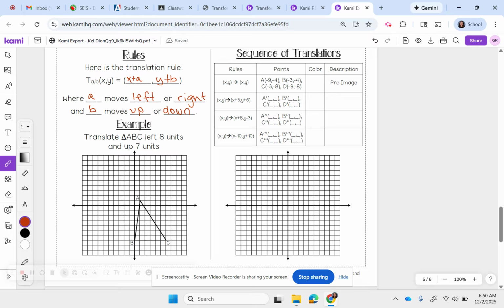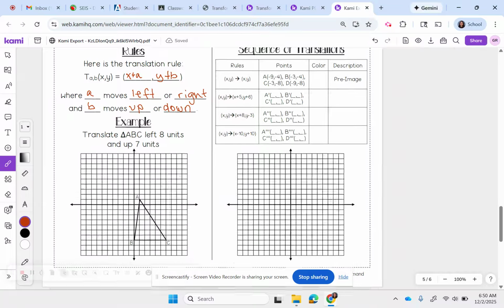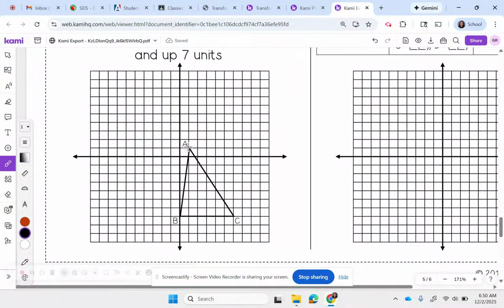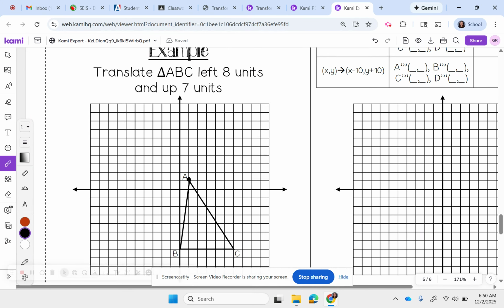Now, yesterday when I showed you on the coordinate plane, I showed you a singular dot, right? Or a point is what we call it. Here we have a triangle, but you can just break it up into 3 separate dots. That's how we're going to approach this, okay? So we have a dot here on A, right? And so we are going to move that 8 units left and then 7 units up, okay?